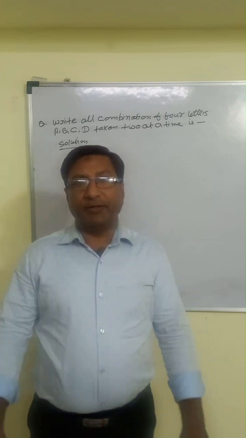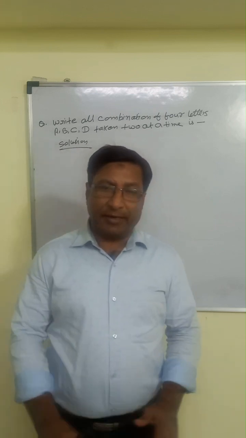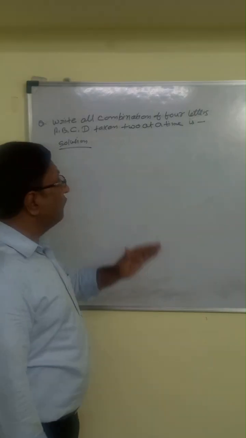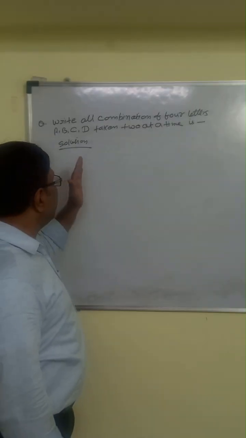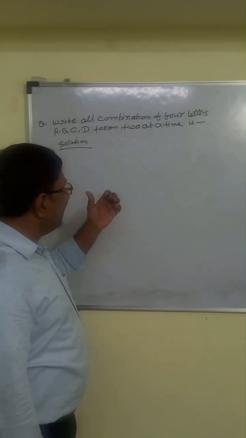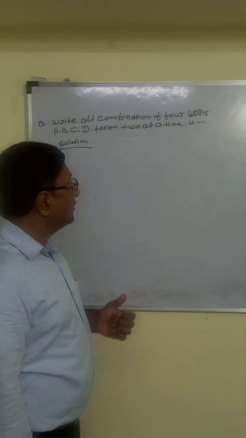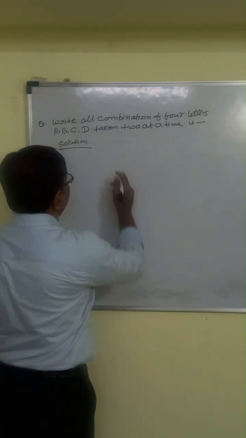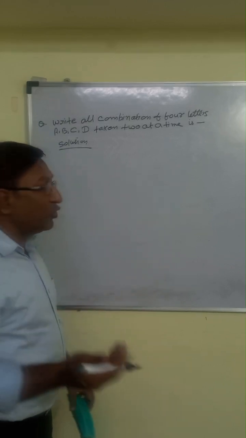Most important question of combination. Let us see the question. Write all combinations of four letters A, B, C, D taken two at a time. It is a very easy and important question, and the basics of combination. Here four letters are given, and we have to make combinations of two letters.